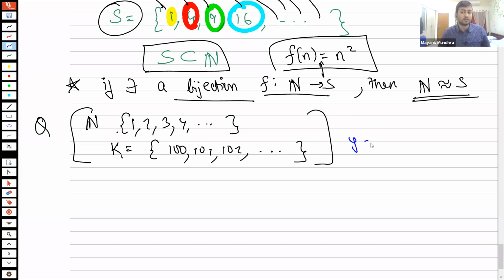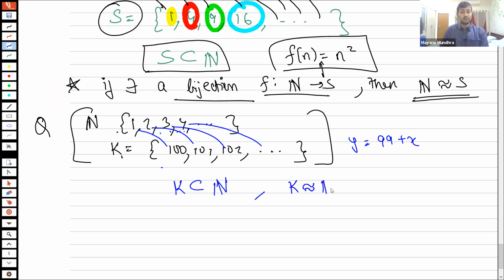So you can construct y equals 99 plus x. So y of 1 becomes 100, y of 2 becomes 101, y of 3 becomes 102, and so on. So you see, you have constructed a one-to-one onto map from the set N to the set K. So even though there are 99 numbers which are present in N which are not present in K, the set K is a proper subset of N. Even then you have the size of K exactly equal to the size of N. So these two things don't necessarily have to contradict each other. They can be true together. Okay, so this entire statement is true.